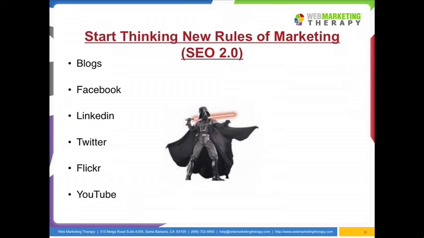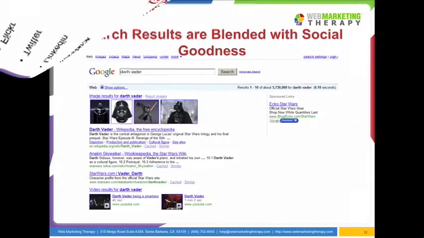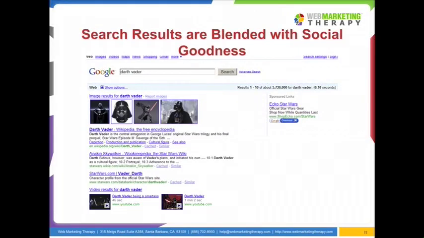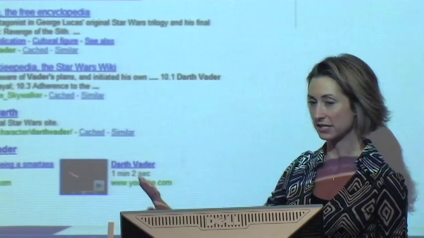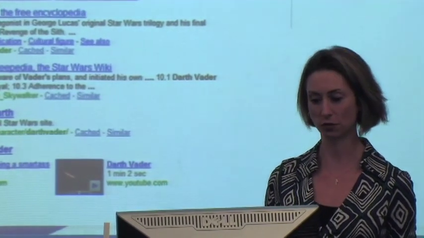And Darth Vader is going to teach us about the new rules of SEO 2.0. This is stuff to just start thinking about. Blogs, Facebook, LinkedIn, Twitter, Flickr, photo sharing site, and YouTube. The reason I use Darth Vader as an example is, one, you'll remember it, and two, you do a search for Mr. Vader, images come up, Wikipedia, social media comes up. The Star Wars website comes up next, and then video results. So it's interesting to see how they're blended with social media.